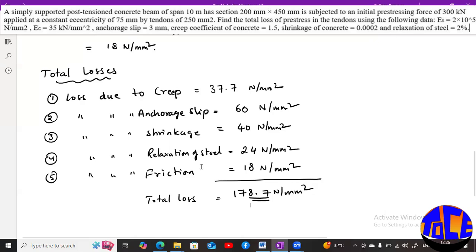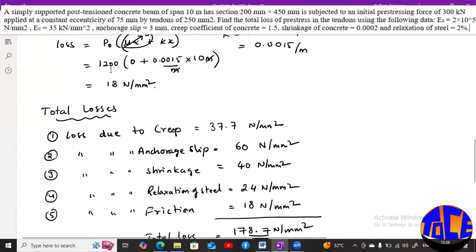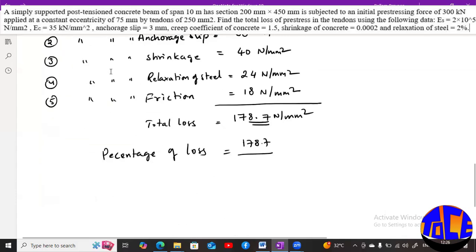The question has asked you to find out the percentage of loss. In that case, we need to find out the percentage of loss. So let us see how we can find the percentage. We know the total loss is 178.7. And what is the initial stress in the tendon? The initial stress in the tendon is 1200, so divided by 1200. The percentage of loss of the tendon is 14.9%.